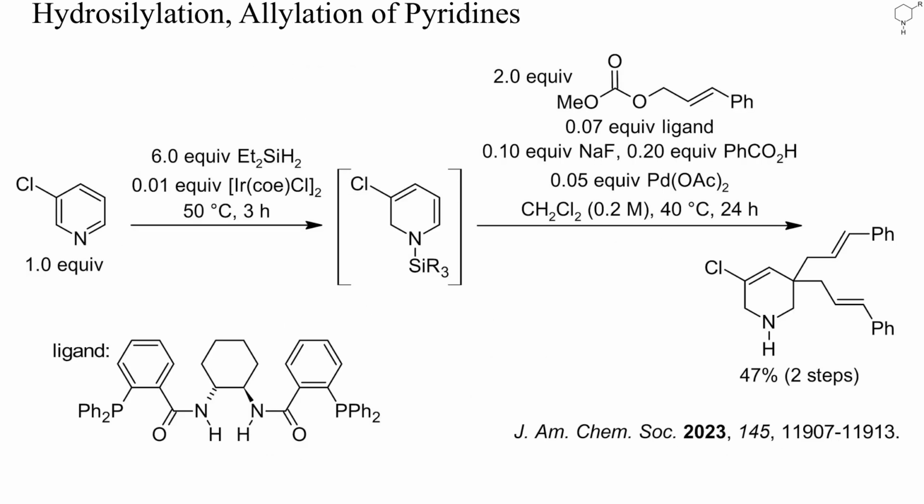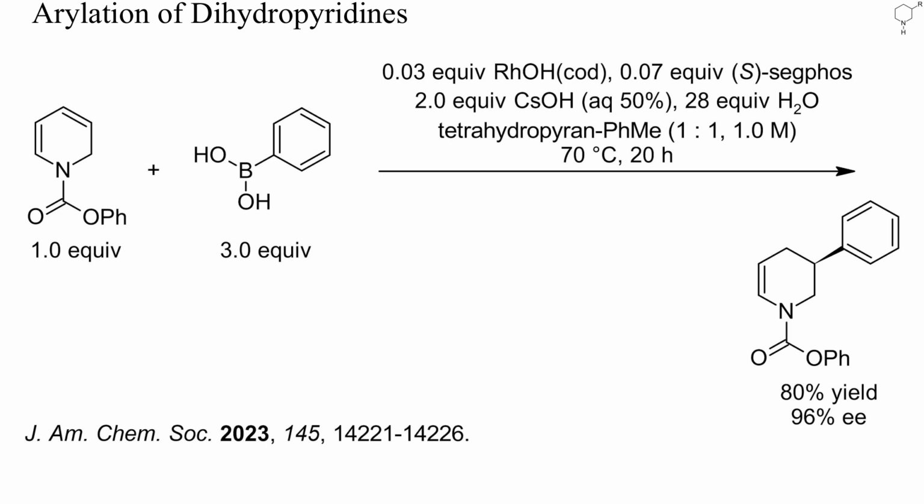In this example, a dihydropyridine was generated by reduction of 3-chloropyridine with diethylsilane. The intermediate was then allylated twice with an allyl carbonate and palladium catalysis. This is an example of enantioselective rhodium-catalyzed Michael-type arylation of a dihydropyridine with a boronic acid. Both yield and enantioselectivity were excellent.